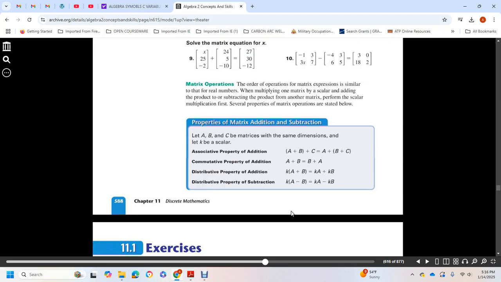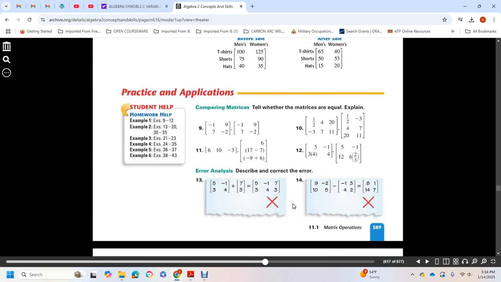Commutative property: A plus B is equal to B plus A. Distributive property of addition: k times (A plus B) is equal to kA plus kB. Distributive property of subtraction: k times (A minus B) is equal to kA minus kB. Exercises.